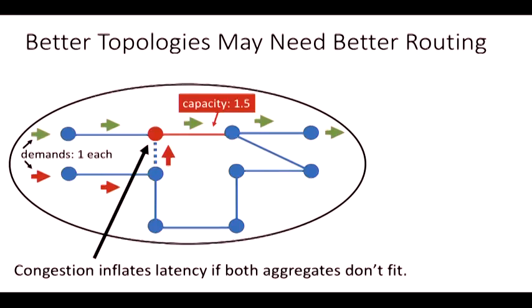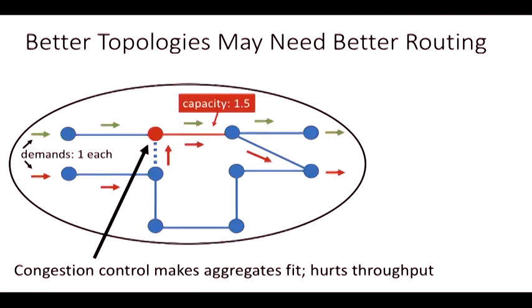So great, what is the big deal about congestion? Why do we want to avoid congestion? Well, congestion causes queuing, and queuing inflates latency, and we want to minimize latency, so that's not going to work. But it's not just that. Congestion is also going to eventually make those aggregates fit because congestion control will kick in, but that will hurt everyone's throughput. So we really don't want to have congestion within our network.